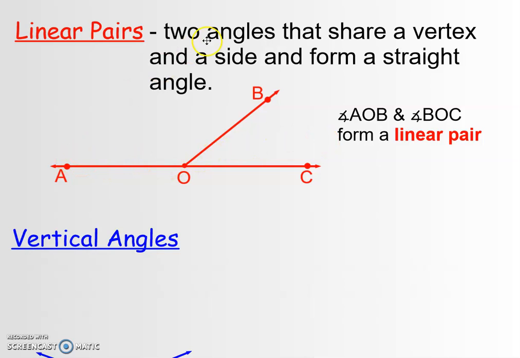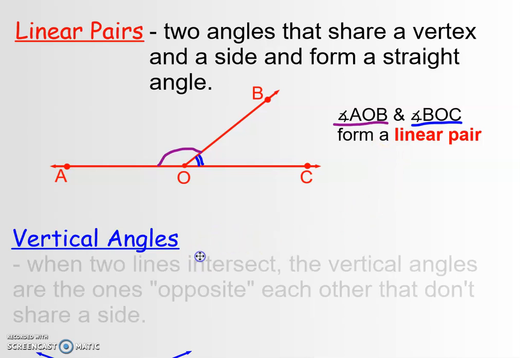So you can see right here that we have a linear pair: this angle AOB, remember the vertex is always in the middle, that's this purple angle right here, and angle BOC, that's this blue angle right here. Those two angles form a linear pair, which means they add up to 180 degrees.